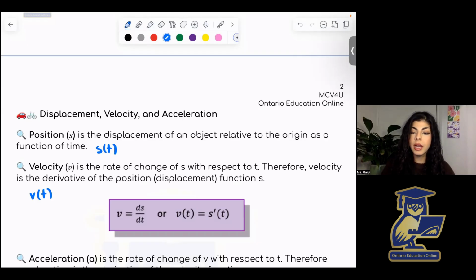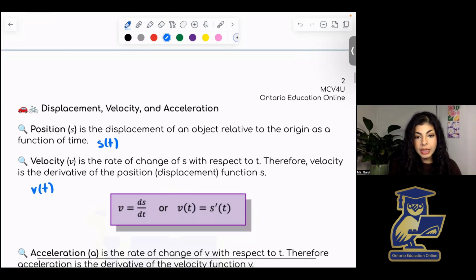moved from one position to another position over this amount of time. And now the derivative is telling us what our rate of change is at any given time. So at that 2 hour mark, or whatever time that we're looking at, what is the rate of change in that moment? So how fast are we moving?